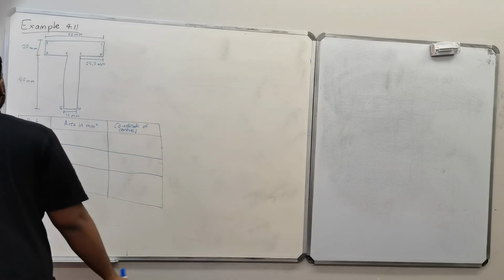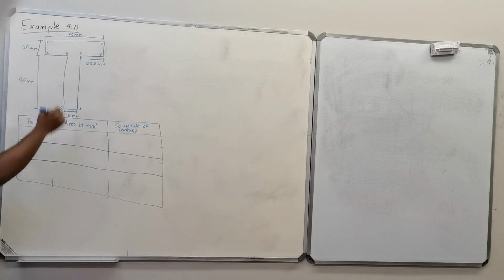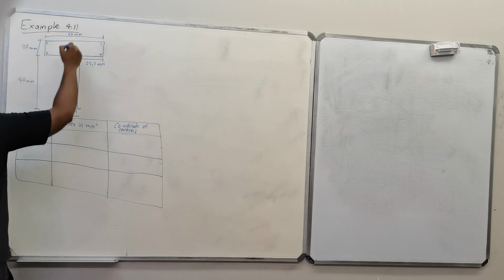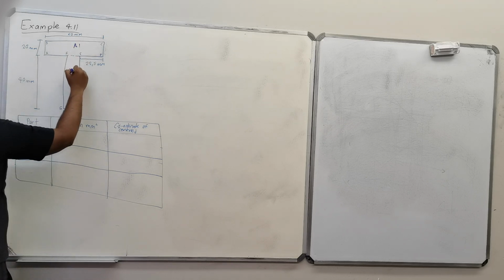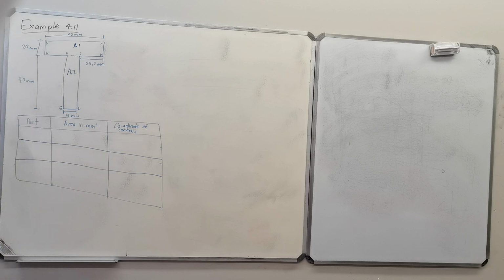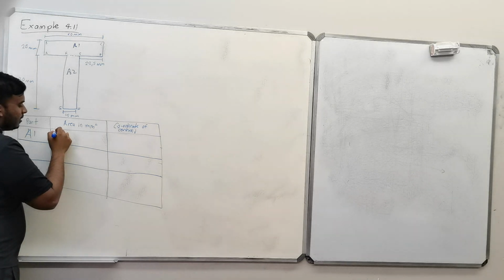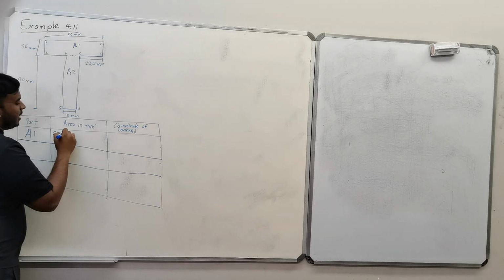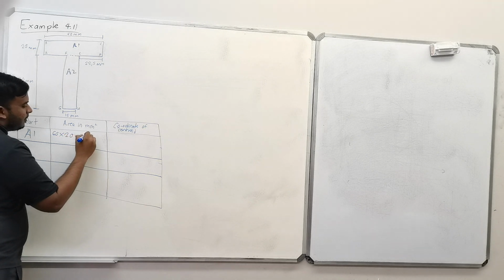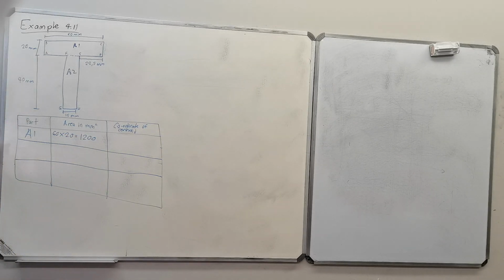Okay, let's answer this. When you split it, you would have split it at that point, so you ended up with two areas, area 1 and area 2. For area 1, it's a rectangle, so to work it out, it will be length times breadth. So what's its length? 60 times 20, which is 1,200 millimeters squared.